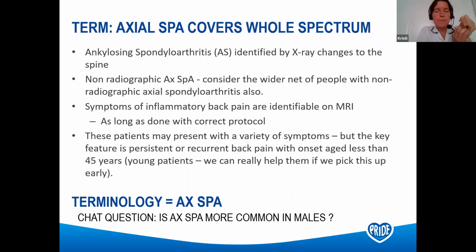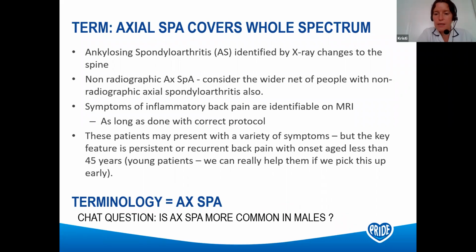Also the SIJs are slightly more oblique, so your axial scans won't necessarily pick up the changes. So you may have had an MRI for this patient that came back negative, but it could be a false negative.